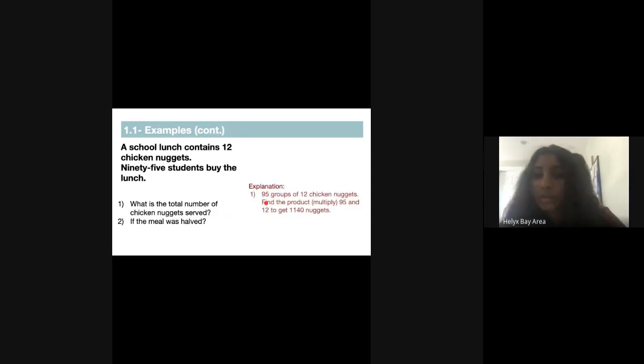Okay, so here's how we go about this. This is basic multiplication. Because we know that there are 12 chicken nuggets and that 95 people are buying a meal of 12 chicken nuggets, that gives us 95 groups of 12 chicken nuggets. So this means we have to find the product of 95 and 12. So that would give us 1,140 chicken nuggets. The second one, if the meal is being halved, that means there's 6 chicken nuggets in each meal, and there's still 95 students buying that meal. So we know that we have to do 95 groups of 6 chicken nuggets, meaning multiply, and this would give us 570 chicken nuggets.